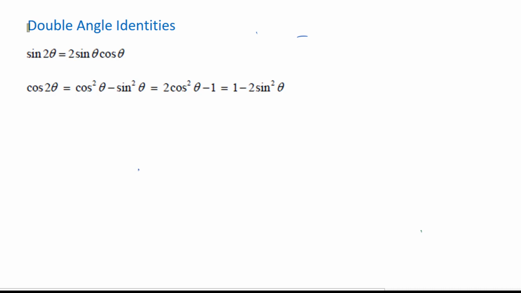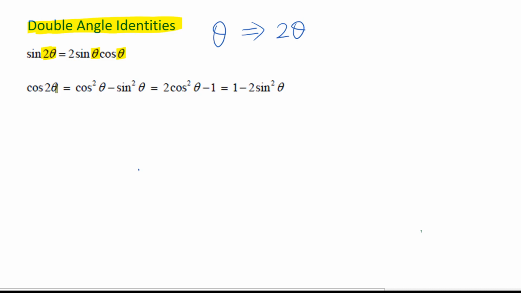Today's lesson is about double angle identities. Double angle means if you know the trig function of theta, you can get the trig function of 2 theta. Therefore, you can check the formula. See, this is a theta, then you multiply by 2. We call this a double angle.